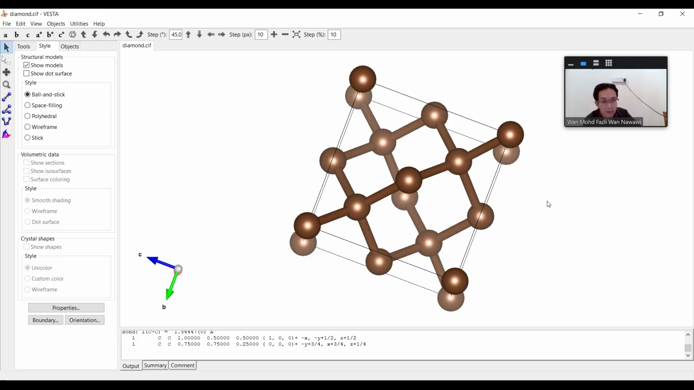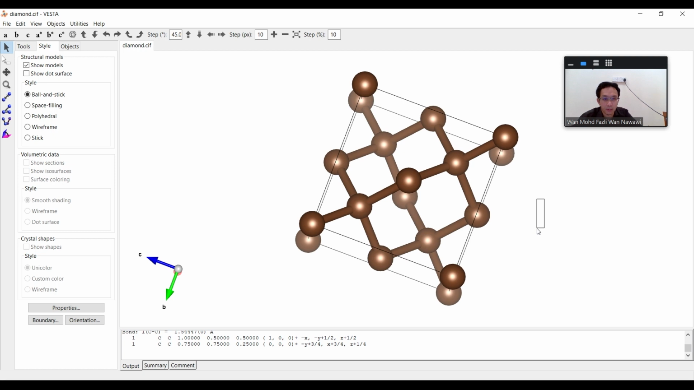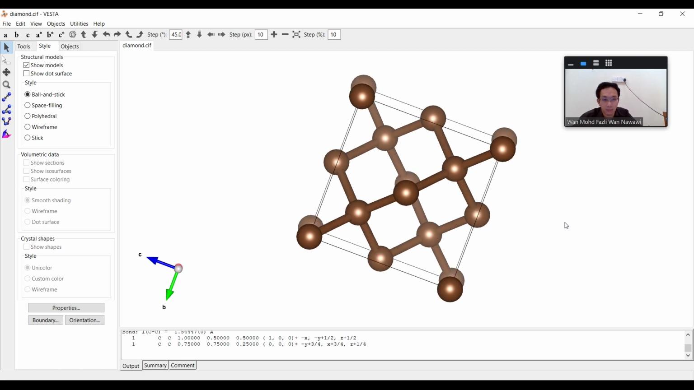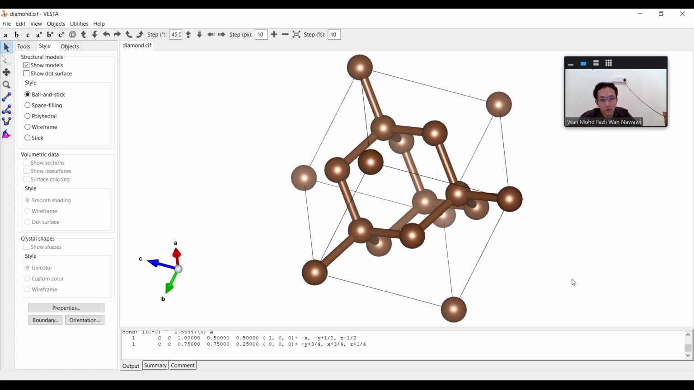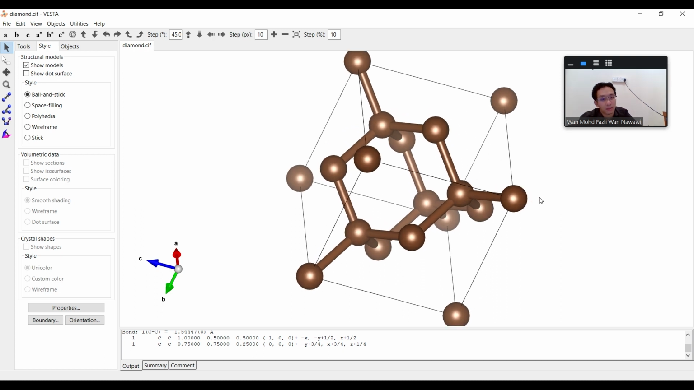So for this diamond here, they have this extra atom inside. This means it is a non-primitive unit cell. Okay, non-primitive unit cell. So you might ask, okay, then why is this cubic?